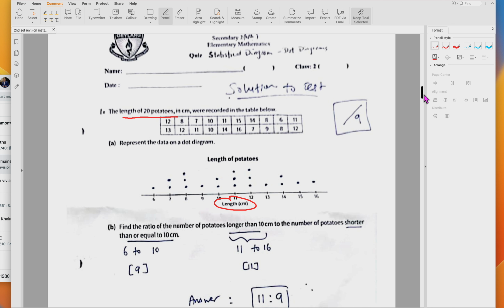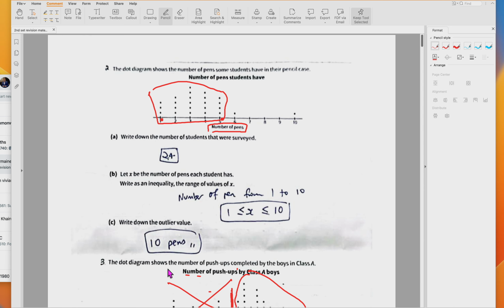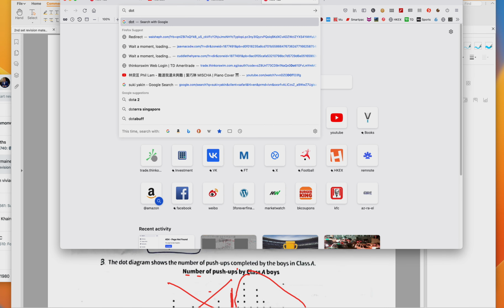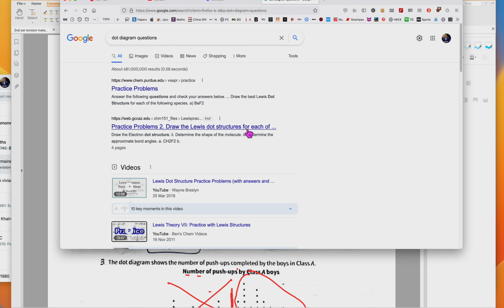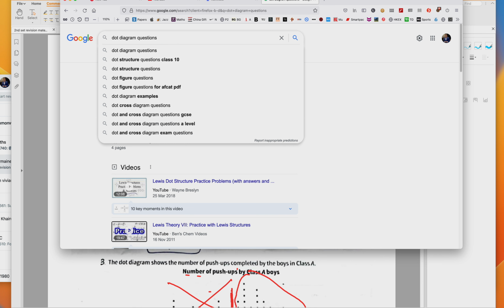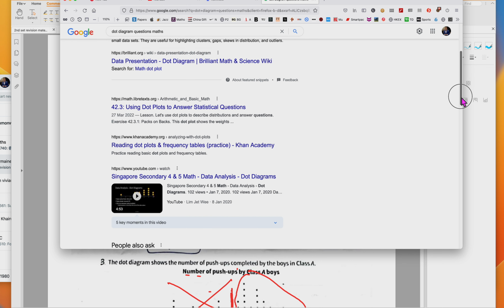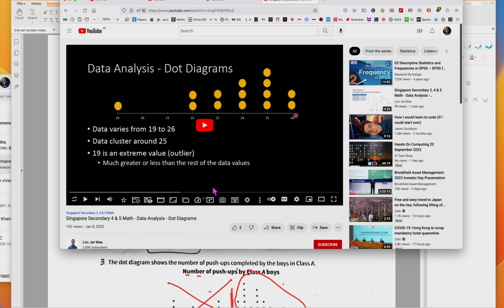Okay, so very good. I'm going to test you on the dot diagram. I'm going to give you a question on the dot diagram, and you're going to solve it. Alright, can you copy down this question first? Not the question, just the dot diagram. Can you see? Just get this down, and then I'll give you the question.